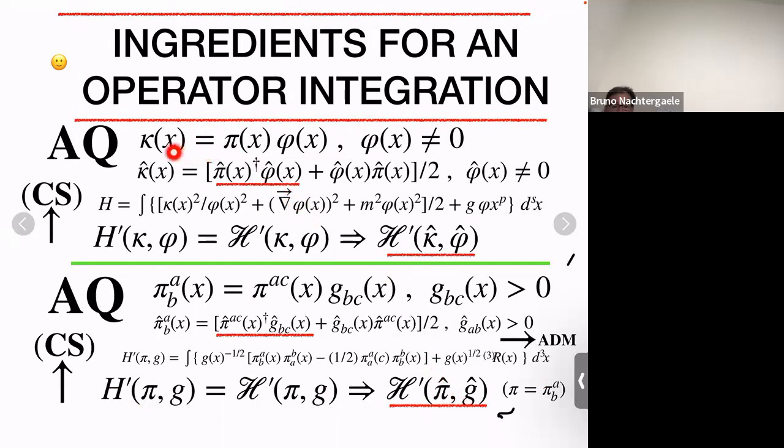And here we have ingredients for an operator integration. Kappa, the dilation field we'll call it, times pi and phi taken away from 0. Here is the operator, kappa. Here, the dilation operator, which is self-adjoint, has a pi dagger and a phi and a phi and a pi, all as operators. And here the 0 is still missing. Here is a typical Hamiltonian in affine behavior. And that gets promoted to the classical function of kappa and phi, the quantum function of kappa and phi, and then the quantum function for the operators, kappa and phi here.